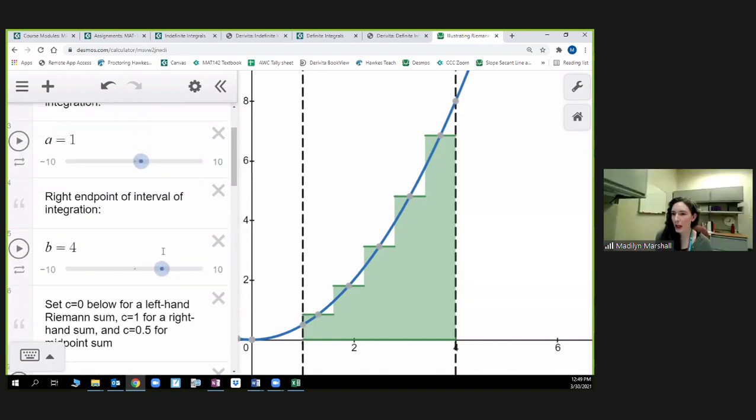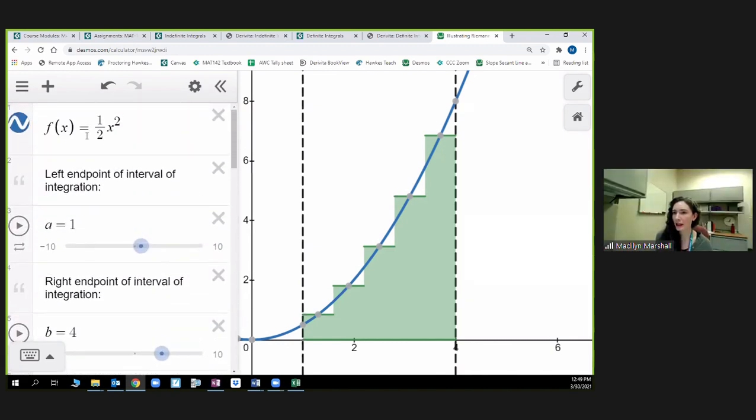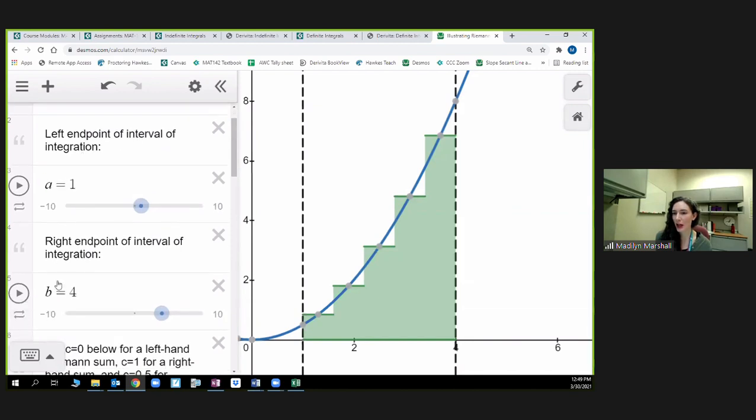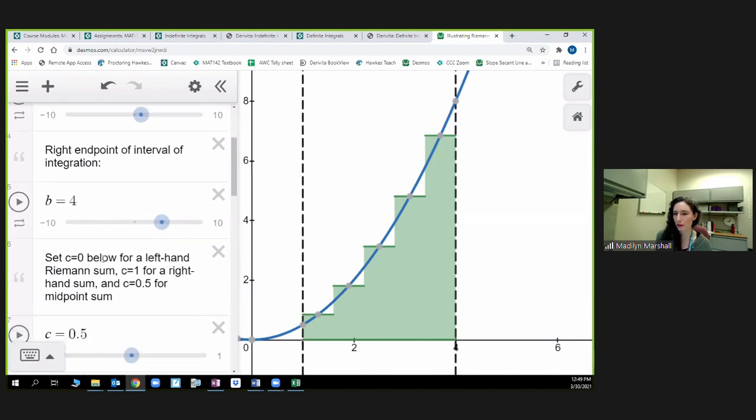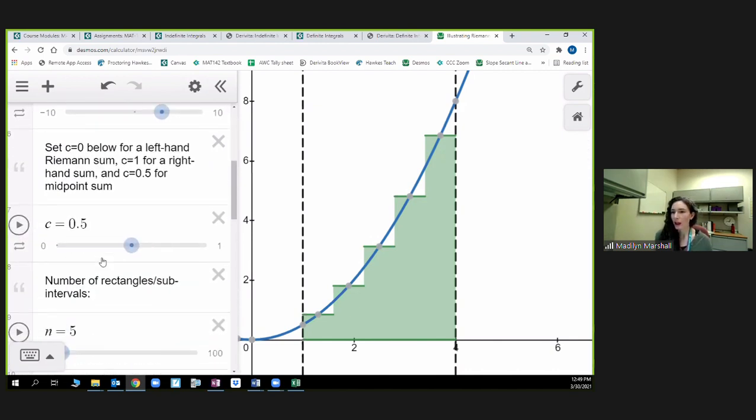So this one, we have this function 1/2 x squared, and we have two endpoints 1 and 4, which were the intervals we were looking for. This bit we can just change whether the rectangles are hitting at their midpoint or whether they're hitting on their left side or on their right side. I'm just going to leave it on the midpoint for now.